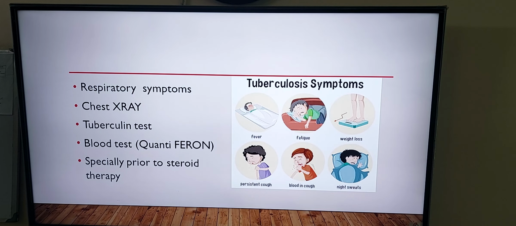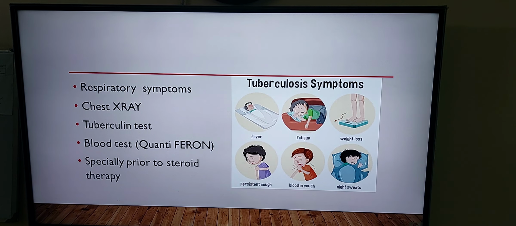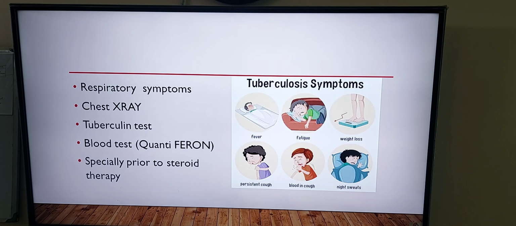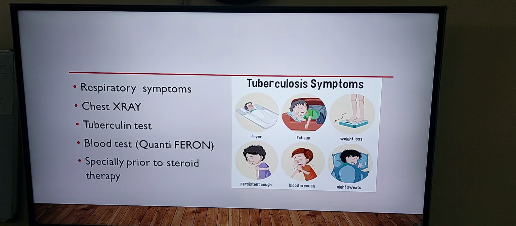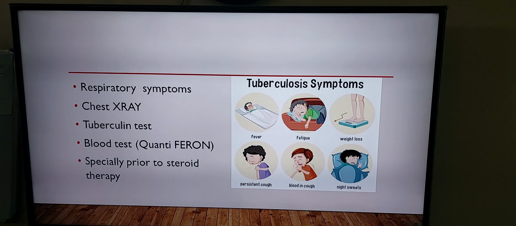In tuberculosis, the patient has respiratory symptoms, fever, fatigue, weight loss. We perform chest X-ray, tuberculin test, and nowadays the gold test of TB, a blood test also called the QuantiFERON test. Especially if you suspect that the patient may have TB, then before starting systemic steroid you should perform the test for tuberculosis.